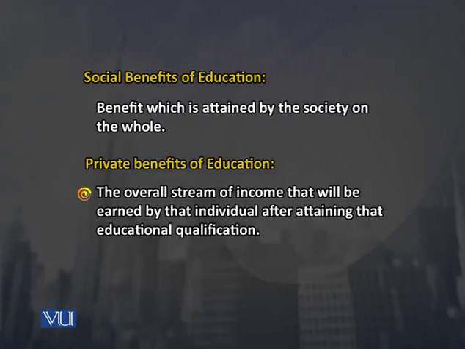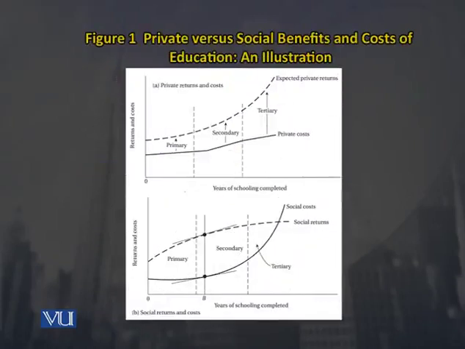So when we look at the comparison of the two, I want you to look at this diagram. This diagram explains private returns and costs and social returns and costs very nicely. In the first panel you are seeing that years of schooling completed are taken along the x-axis and the returns and costs are taken along the vertical axis.